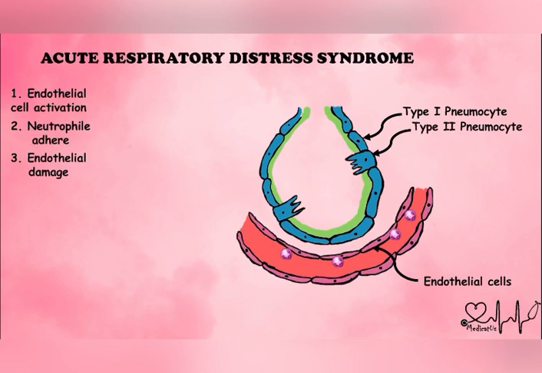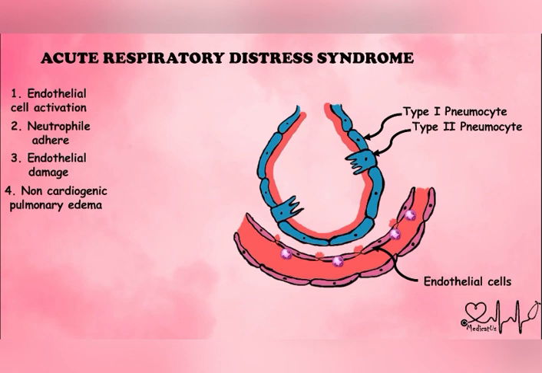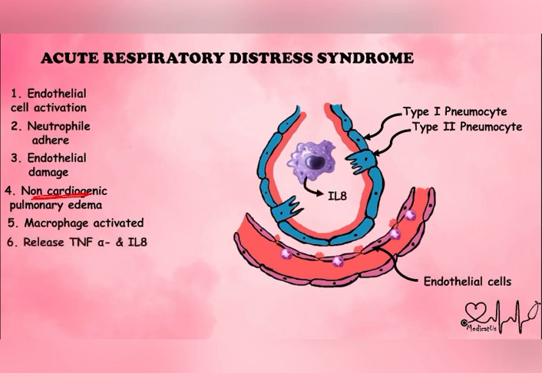And as this endothelium is damaged, it will start leaking blood out. And it will go to the alveoli also, causing non-cardiogenic pulmonary edema. Remember, it is non-cardiogenic pulmonary edema. And seeing all this blood, now macrophages will be attracted here. Okay, so macrophages are activated, and this macrophage will release TNF alpha and interleukin 8.